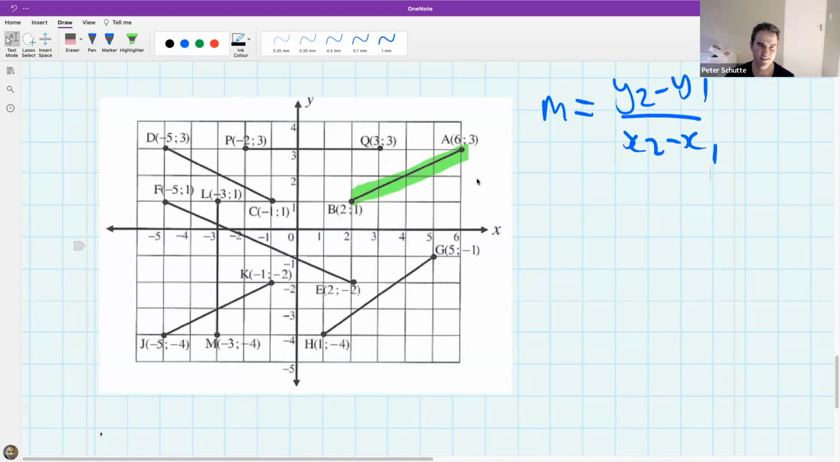Oh, and fantastic. That's why we are here, to bring insight into your maths learning.